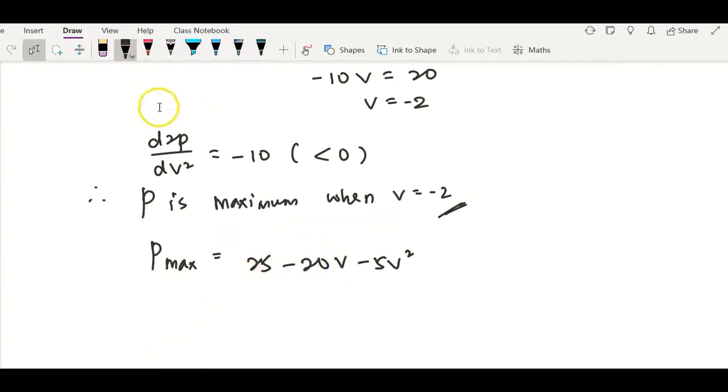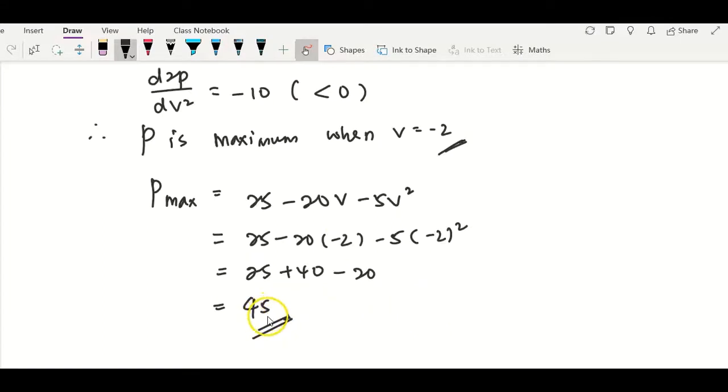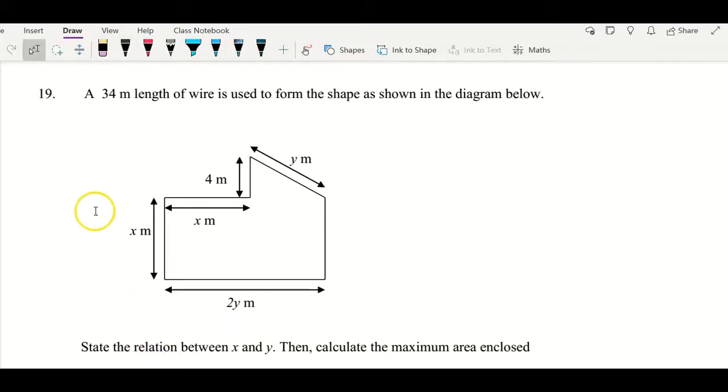And now I'm going to substitute the value V equals -2 inside. I got 25 minus 20(-2) minus 5(-2) squared. Calculate. After simplifying, I got a maximum value of P is 45. Right, this is the last question in optimization problem, which is question 19.